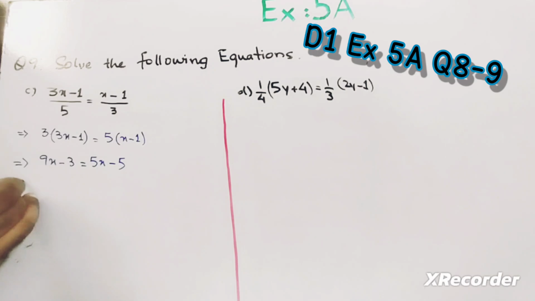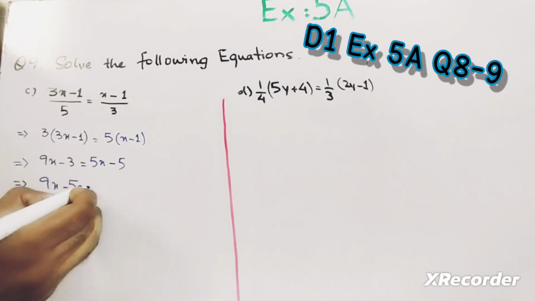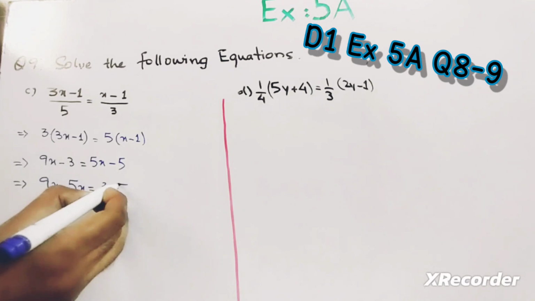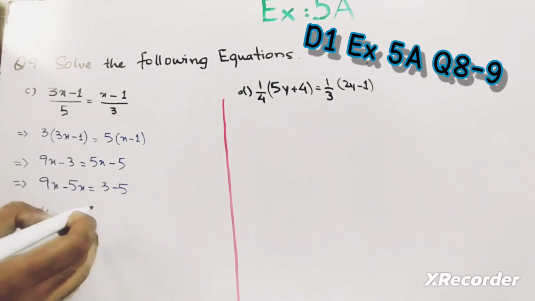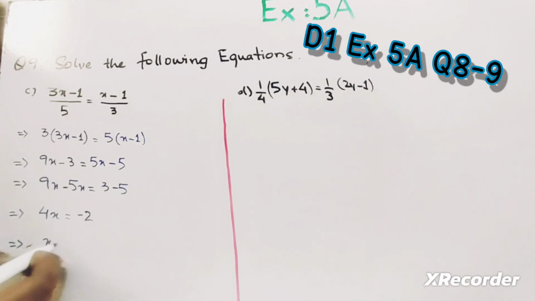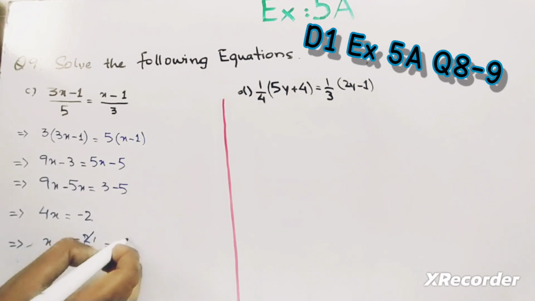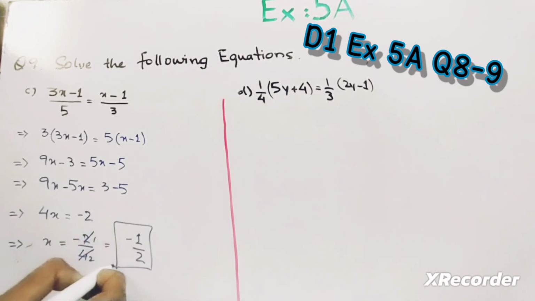By rearranging we get 9x minus 5x is equal to 3 minus 5. So 9x minus 5x is 4x is equal to 3 minus 5 is minus 2, and our x will become minus 2 upon 4. 2 times 1 is 2, 2 times 2 is 4, so it will give us minus half, and that is our required answer.